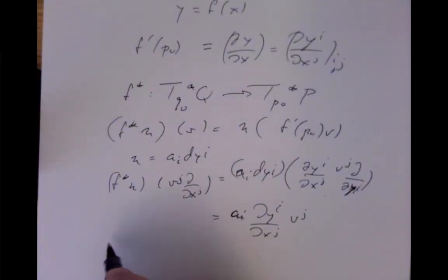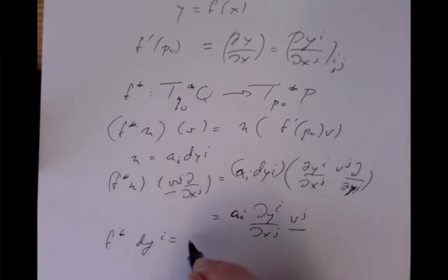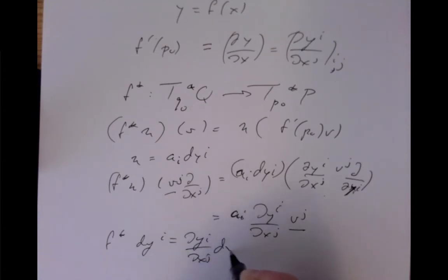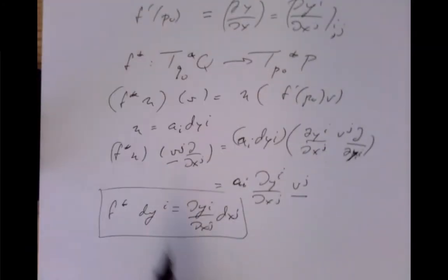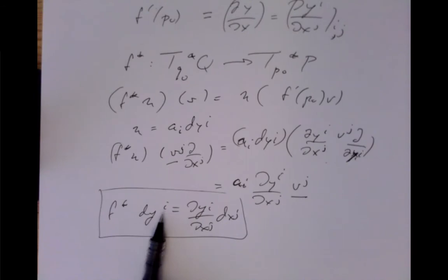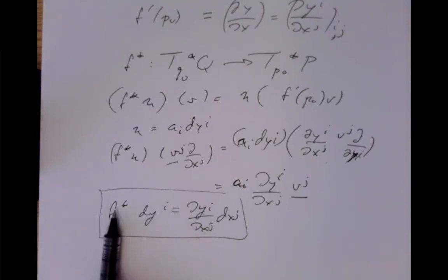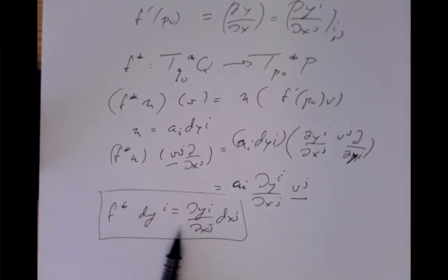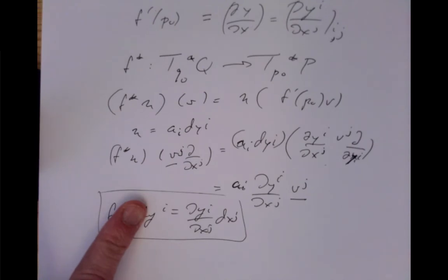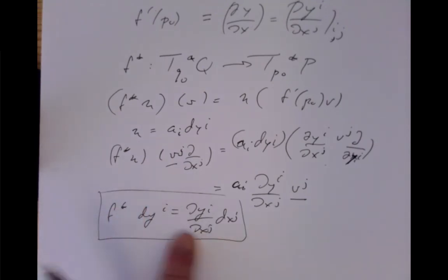In other words, if you look at the role of the v's here, you can say exactly that f star of dyi is ∂yi/∂xj dxj. So it's a very, very boring computation. It just says to calculate out what the differentials of the y's are, treat them as functions and just plug in, differentiate according to the rule for differentiating functions. So if you have a map f, you pull back differentials by treating them as functions. If that was a function yi of x, it takes the differential, and we pull back the map by getting the differential of that function in the x's.